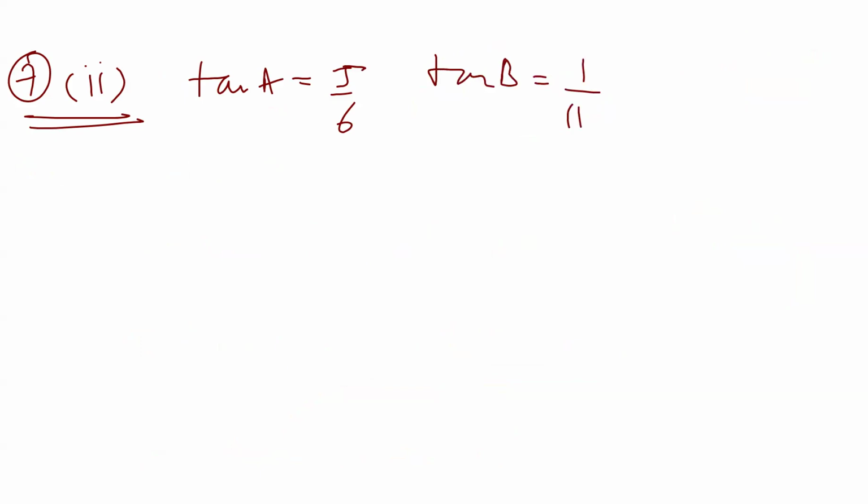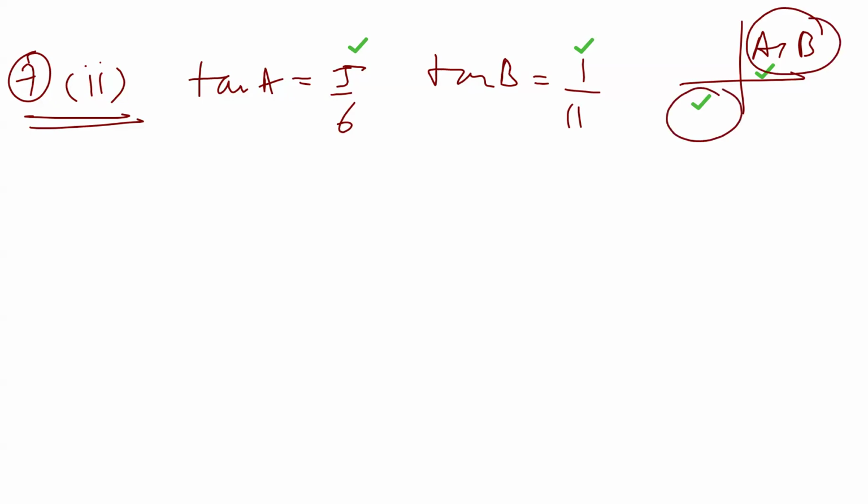Question number 7, sub question 2. Tan A is equal to 5 by 6. Tan B is equal to 1 by 11. Now guys, A and B are acute. In this problem, we cannot take the second case. So acute plus acute will be acute only. The only reason is tan is positive. So tan is positive in the first and the third quadrant. But then can the total of A and B go in the third quadrant?